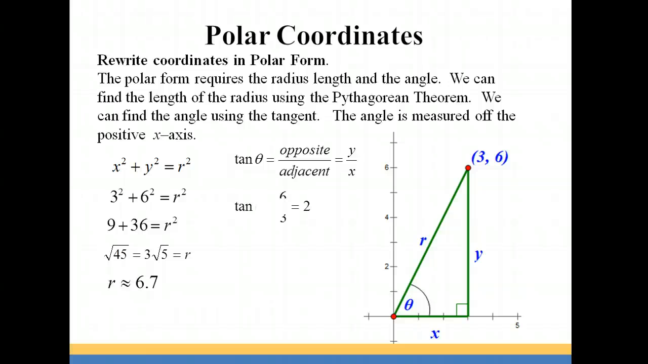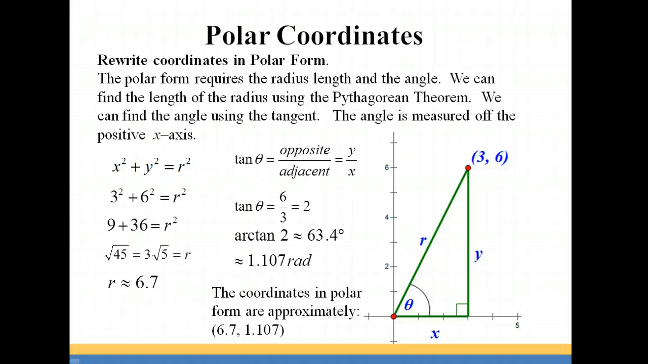So in this case, the tan is going to equal 6 over 3, which is 2. So then we'll take the inverse tan of that, or the arctan of 2, and we get about 63.4 degrees, or about 1.1 radians. I tend to work more in radians, but you can do everything in degrees as well. Okay, so I approximated the radius length, and the angle measure is 6.7 and 1.107, so that would be our ordered pair in polar form.